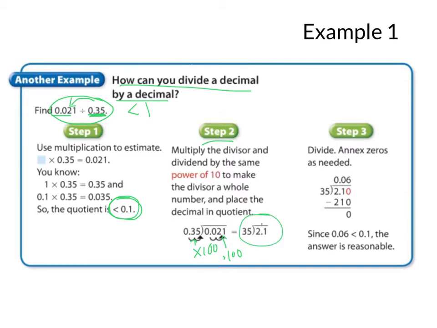Our new problem is 2.1 divided by 35, and we can see very clearly there that the answer is going to be less than 1. And then we actually divide, and then we annex zeros. That's the fancy vocab word that we learned about before. And your answer should be 6/100. And yes, this does make sense. At this time, if I circle it in the red pointer, then please write it down for example 1. Once you've done that, please go on. Moving on in 3, 2, 1.